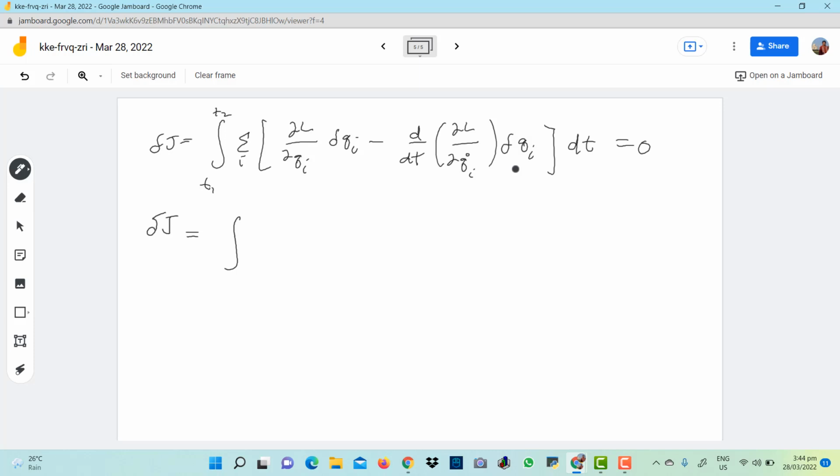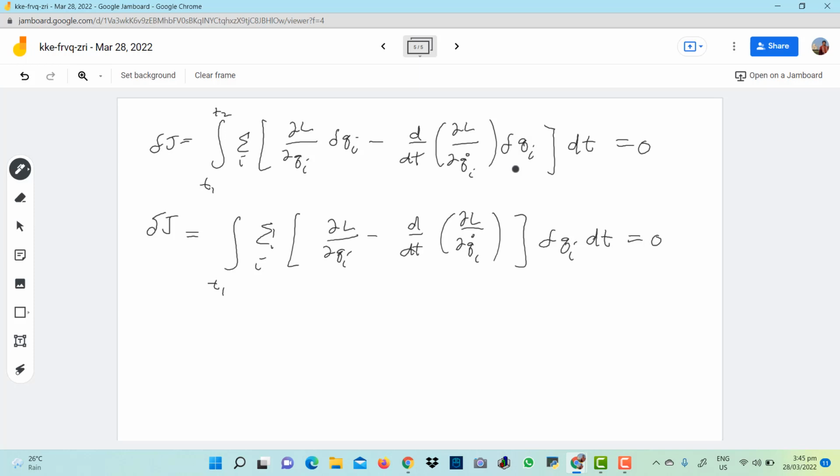Delta J, summation over i. You can see the Lagrange equation here: partial L partial Qi minus d dt of partial L partial Qi dot, times delta Qi dt, and it is equal to 0. And notice, this is an integral, okay? When will an integral be 0? If the integrand is equal to 0. The delta Qi can never be 0; it is 0 only at the endpoints. dt is just dt. So the integral becomes 0 when this one is equal to 0. Okay?